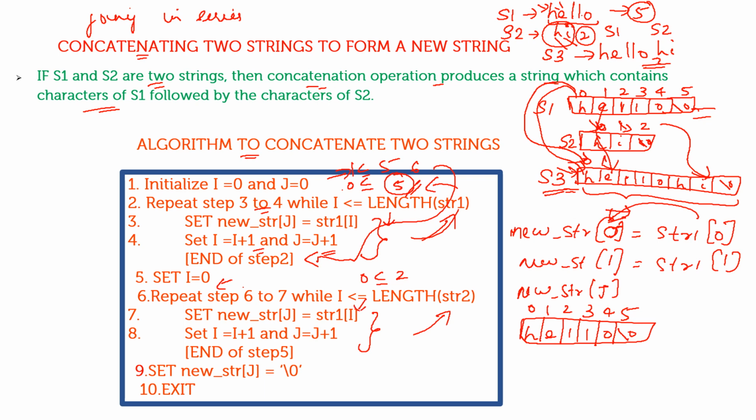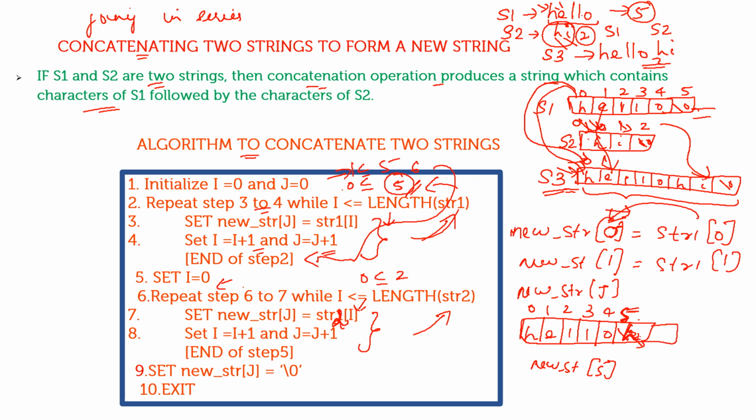Now set new string of j. What is the current value of j? It is 5, right? So new string of 5, what is the value? It is a null character, right? So it will be overwritten by the first letter of your string s2. That is what is going to happen. What will be assigned? Here it is not string 1, it is string 2. String 2 of I will be assigned. What is the value of I? It is 0. So string 2 of 0, what is it? H. So now it will be rewritten as H.